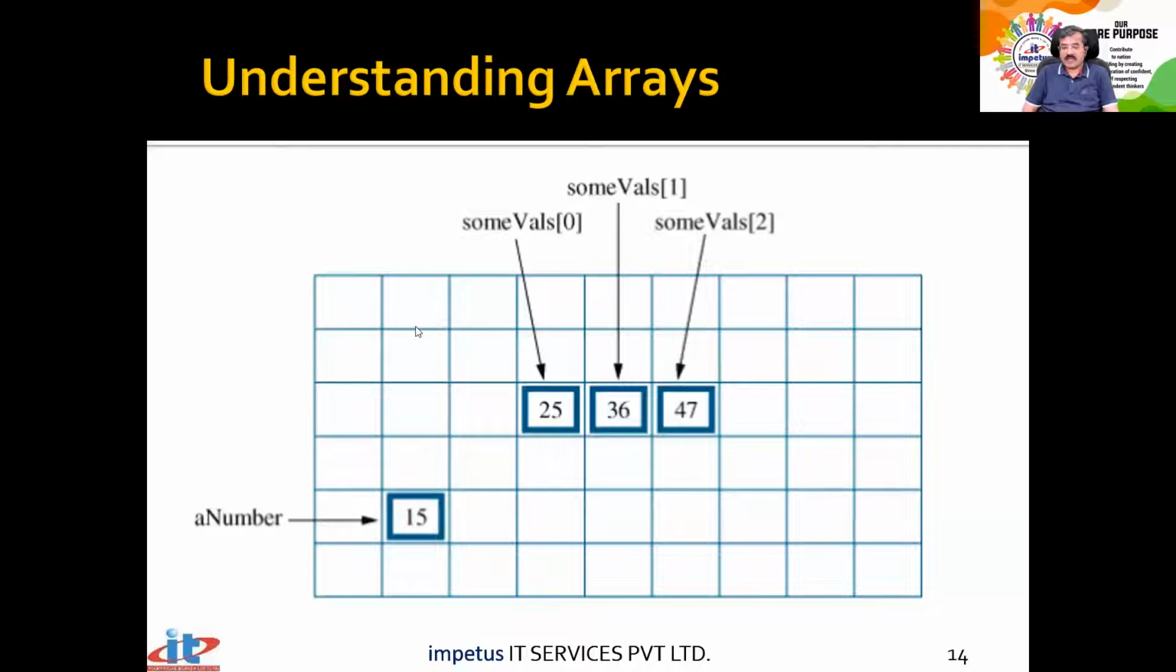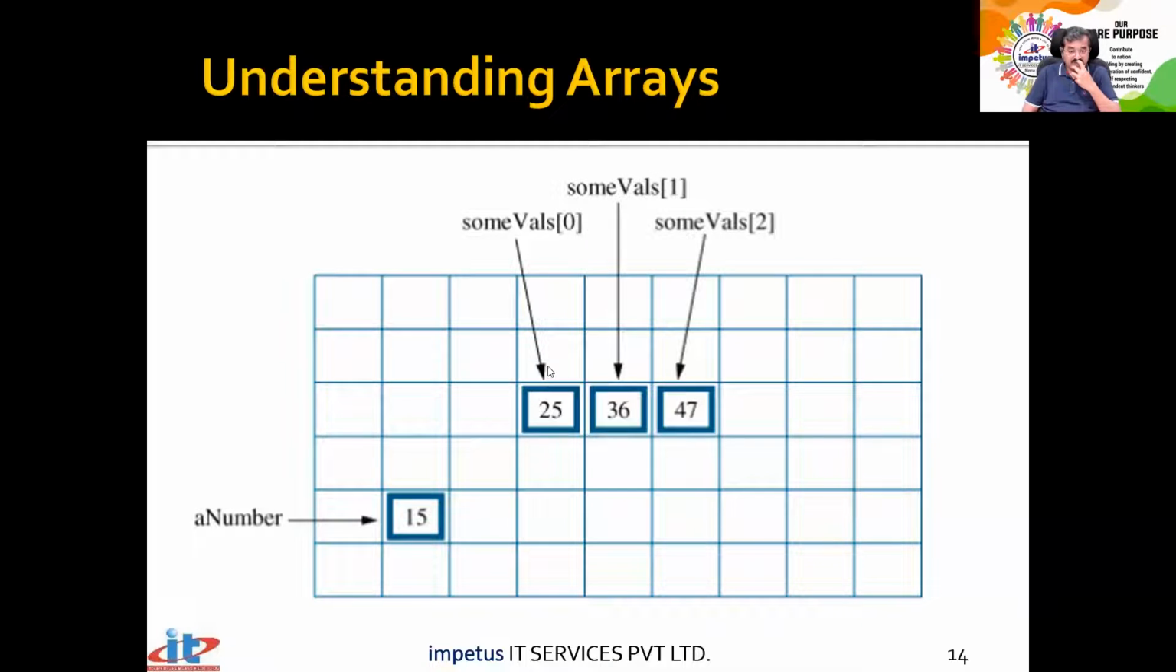So if I normally create some variables, say a number, that will get created somewhere in the memory. But if I create an array called some value of size 3, all the 3 variables will be stored in contiguous memory locations. Assume these blocks are the memory blocks. So they are stored in contiguous memory locations.